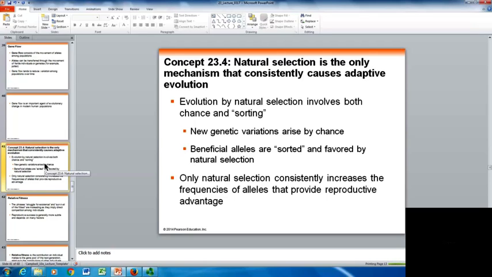So natural selection is the only mechanism that will consistently cause adaptive evolution. So evolution by natural selection involves both chance and sorting. New genetic variations arise by chance, but beneficial alleles are sorted and favored by natural selection. So natural selection consistently increases the frequencies of the alleles that will provide a reproductive advantage.